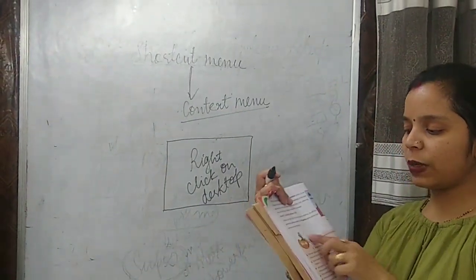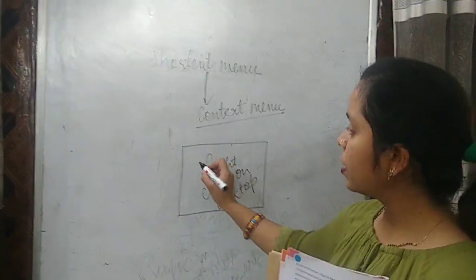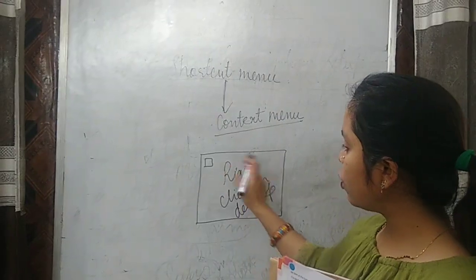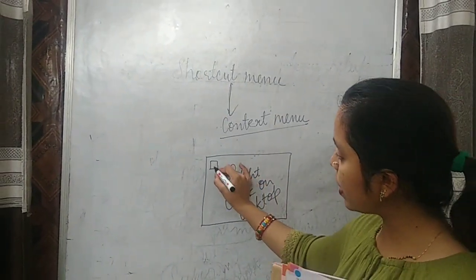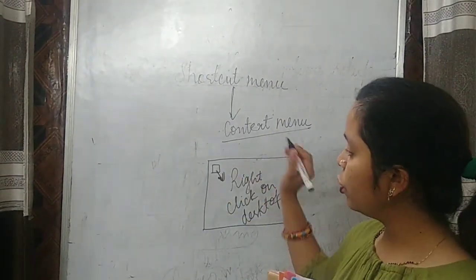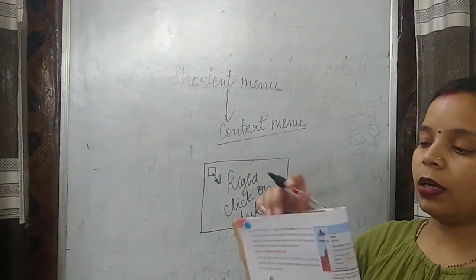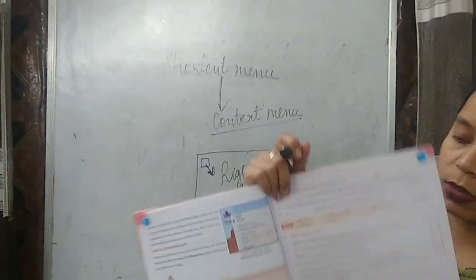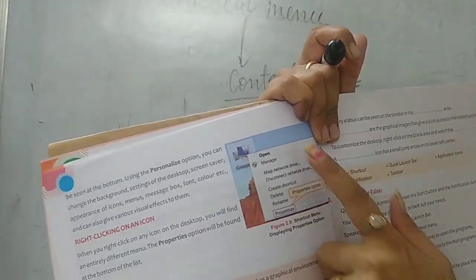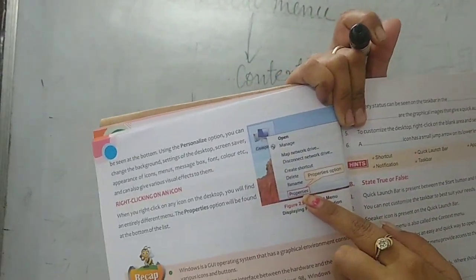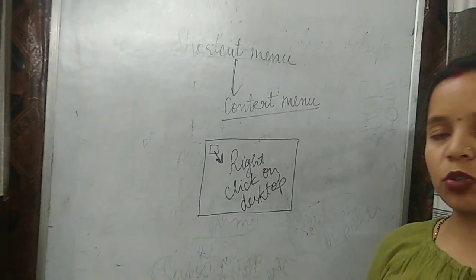Now the last topic is right clicking on an icon. These icons are there. Instead of right clicking on the desktop, if you right click on any icon, it will show the properties of that icon. A menu like this will open. Whenever you right click on any icon, this menu is shown, and in this menu the last option will be the properties option.